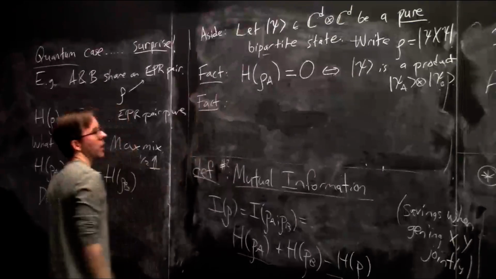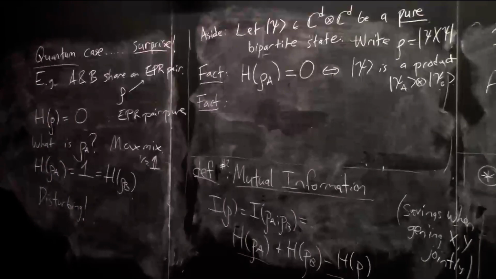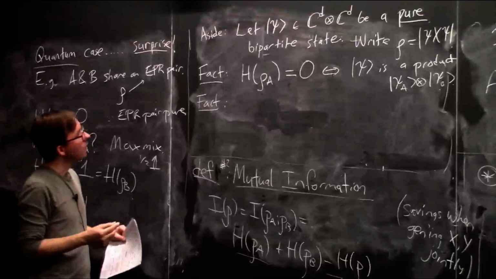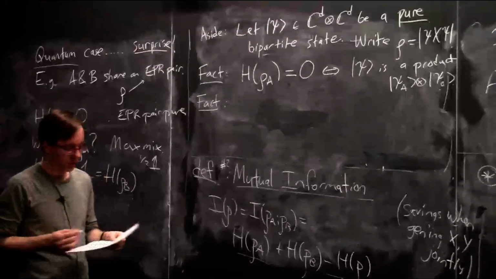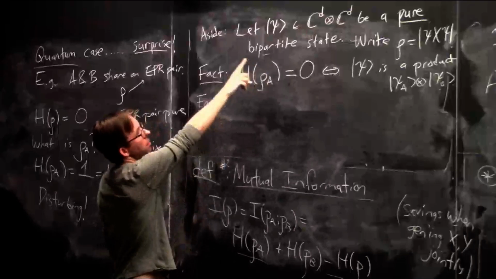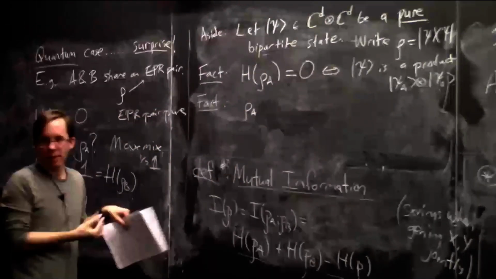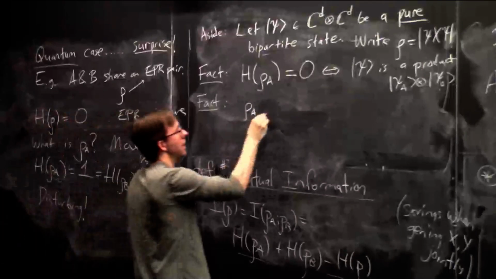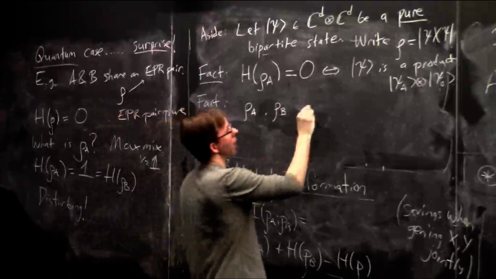Here's another fact. This one takes some proof. It takes 10 minutes of linear algebra to prove, which I won't do, but it follows almost immediately from a little bit of the theory of singular value decomposition. It's this: if you have any pure bipartite state psi, and you look at the mixed state on Alice's side and the mixed state on Bob's side, they have the same eigenvalues.